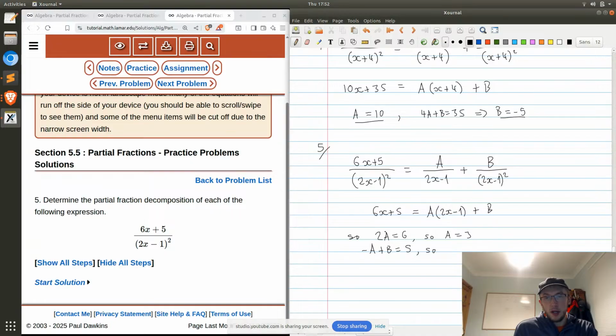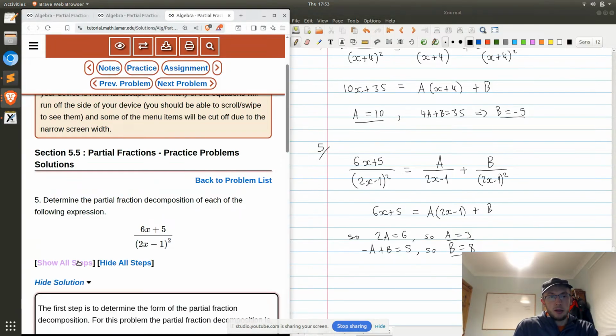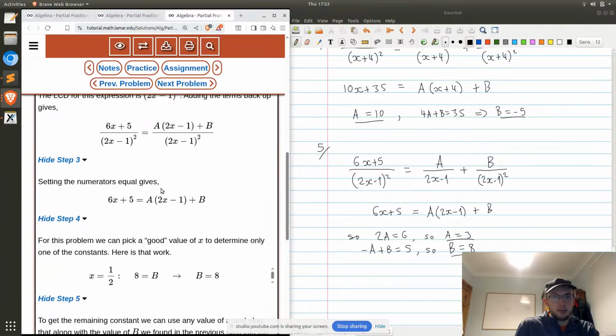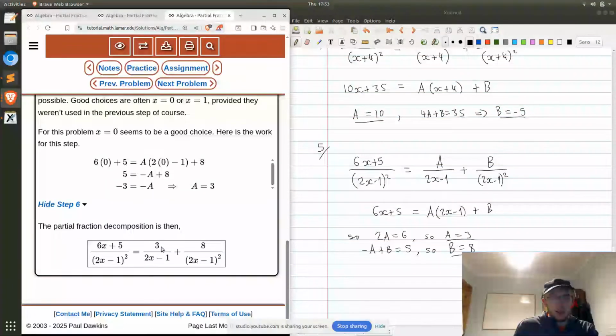Now we pick up the 3, we put it in there, and we say negative 3 plus b equals 5, and therefore b is equal to 8. And we put them in the correct spots, and that's correct, and that's good.